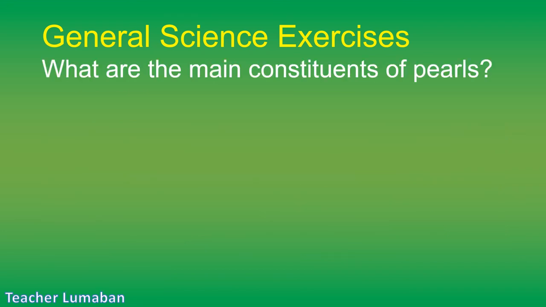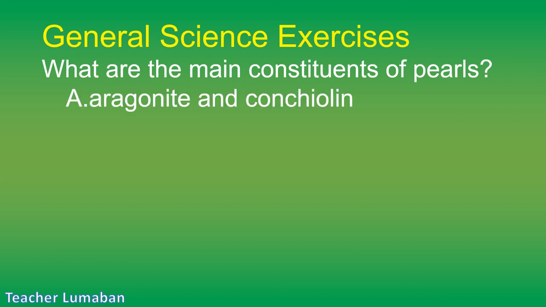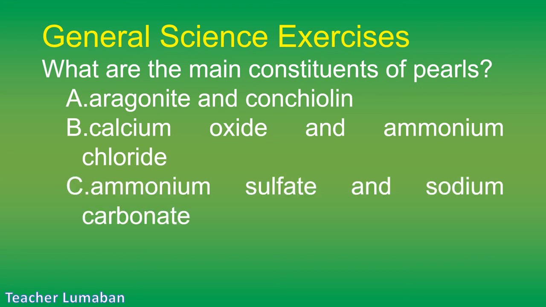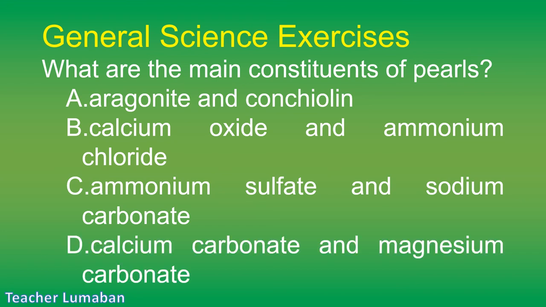What are the main constituents of pearls? Letter A, aragonite and conchiolin. Letter B, calcium oxide and ammonium chloride. Letter C, ammonium sulfate and sodium carbonate. Letter D, calcium carbonate and magnesium carbonate.